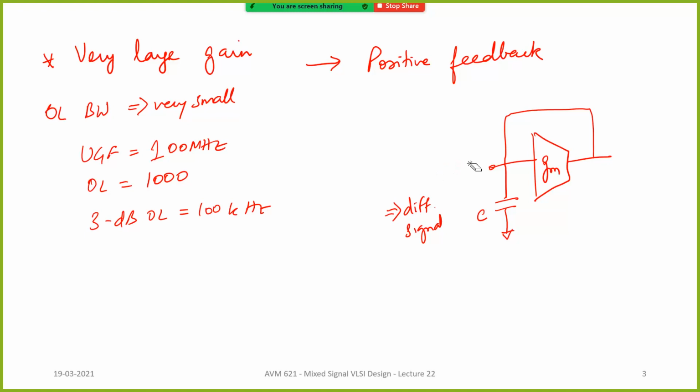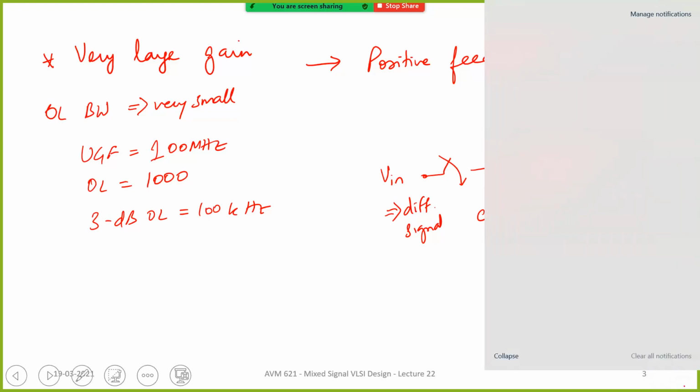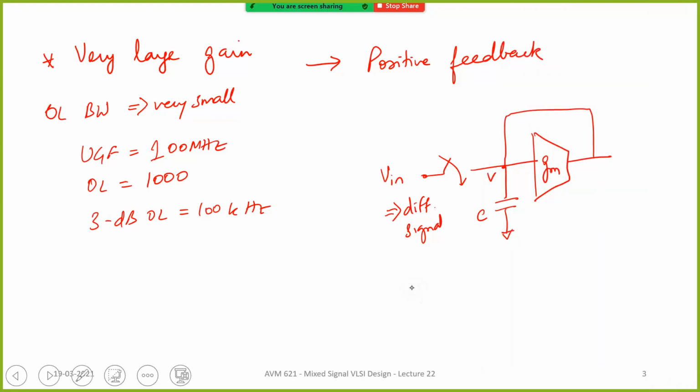Or let me show you how exactly it is done also. Let's say you have a switch. This is your Vin. Let's call this node V. At a certain instant of time, you connect it. You store that value of Vin, or rather this Vd, on this capacitor.